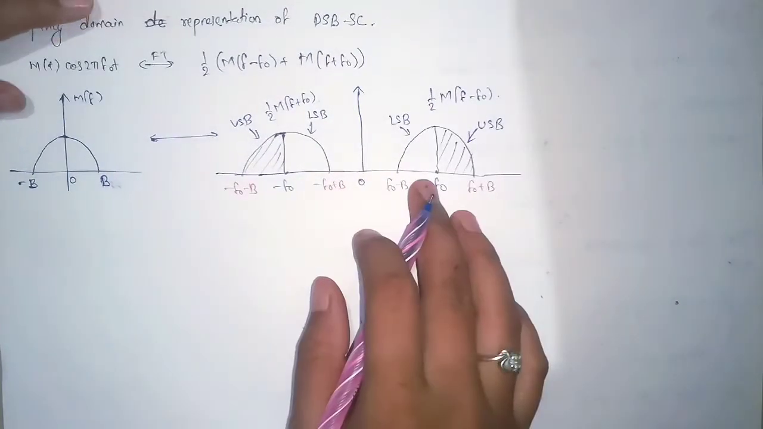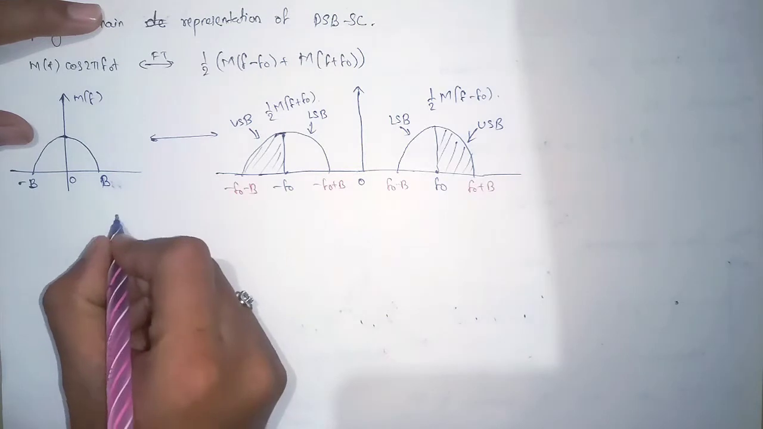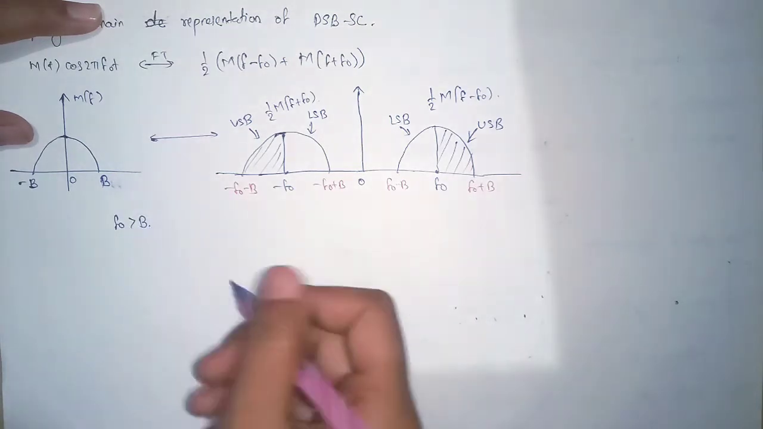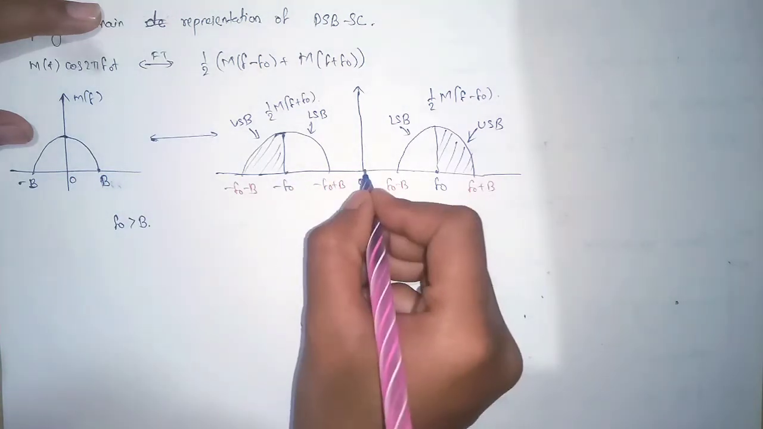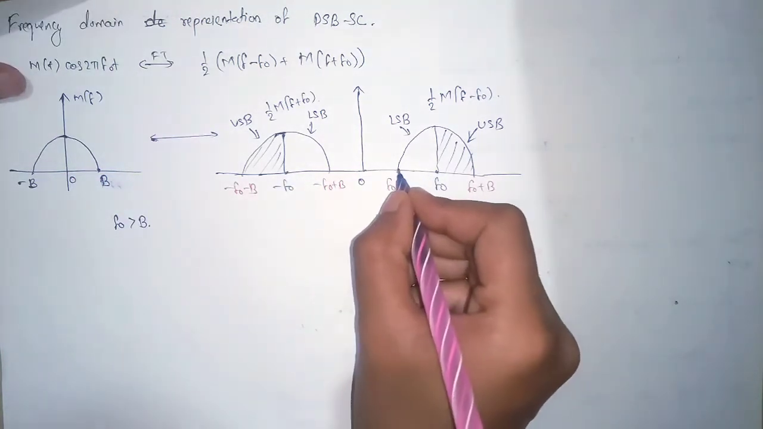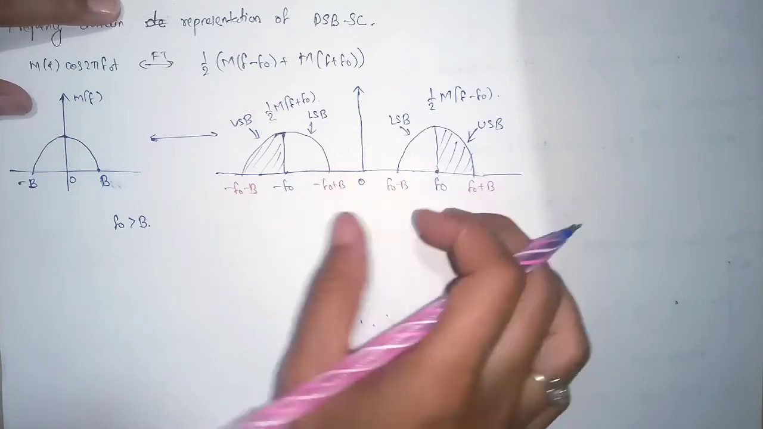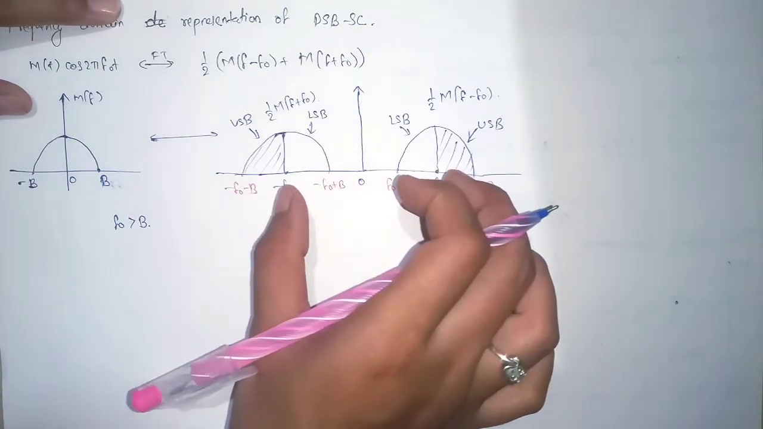So here in this system the f0 frequency is greater than B. How? See, this B is here, and this f0 is at a large distance from B. Like here the B is and here it is the f0. So these two signals are not getting overlapped.